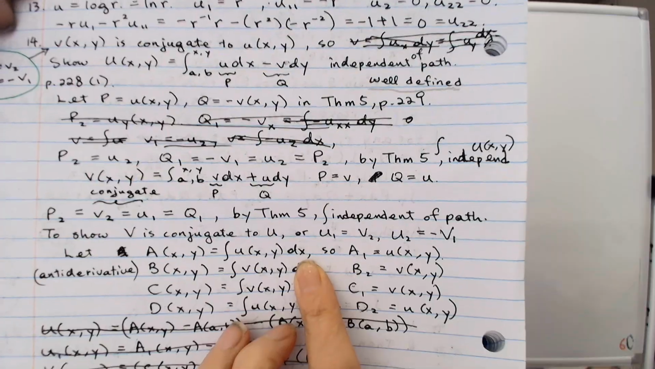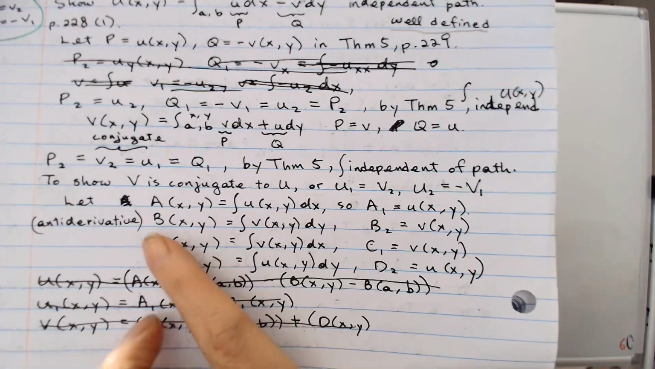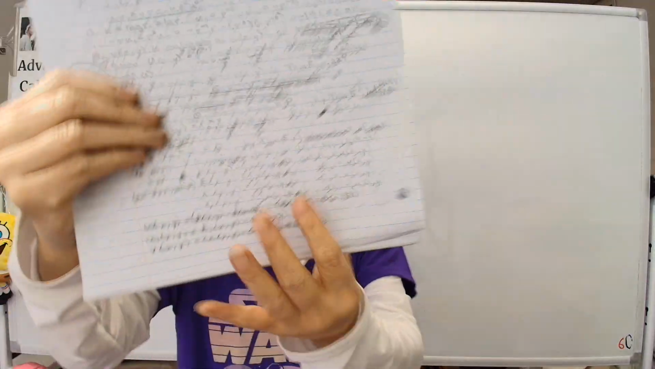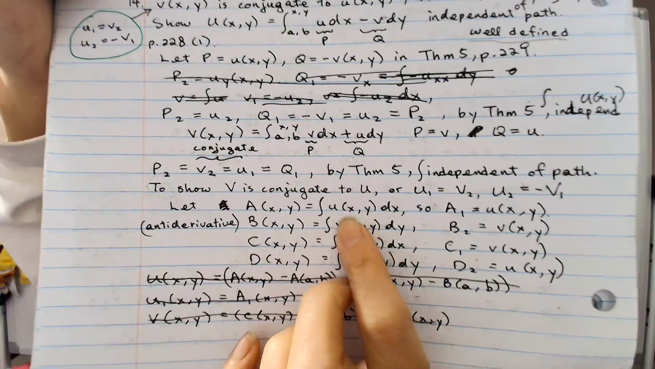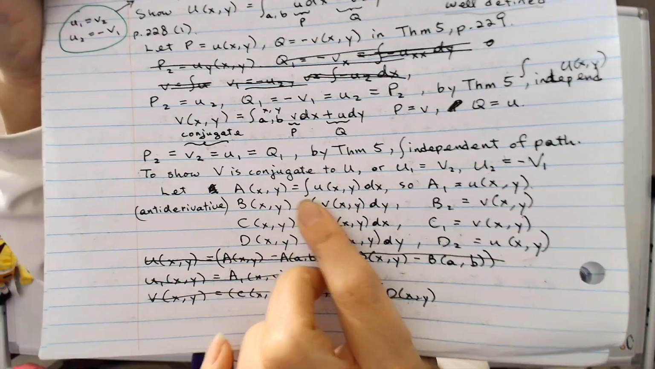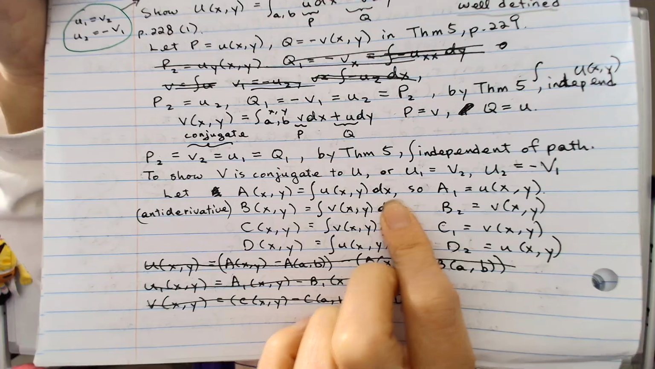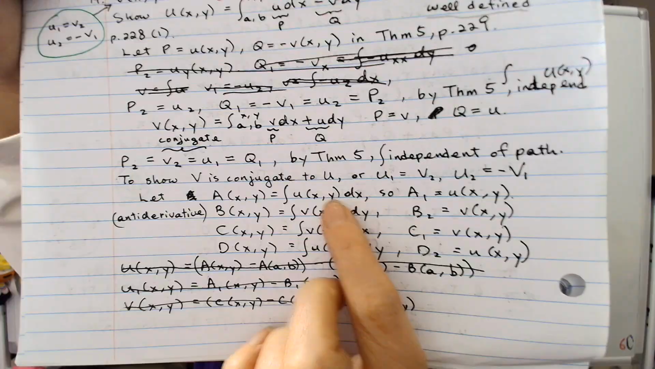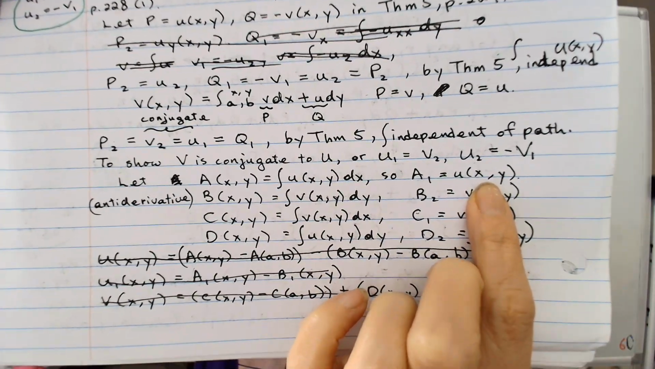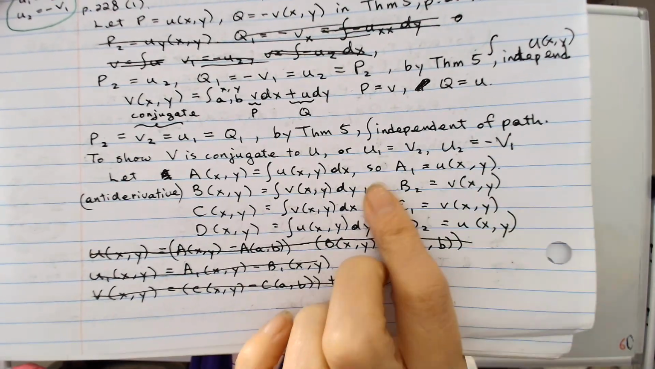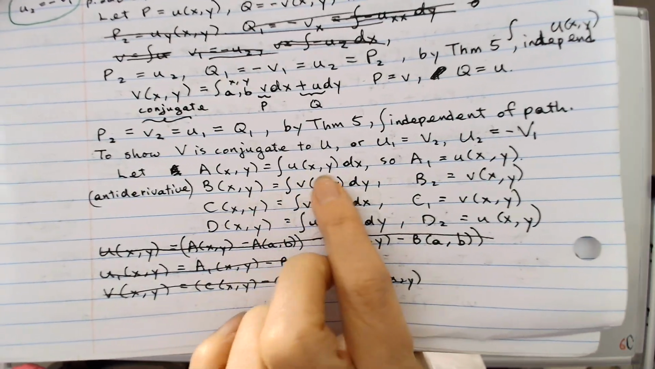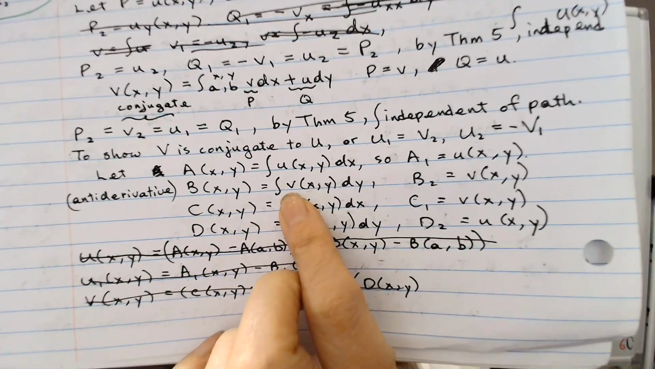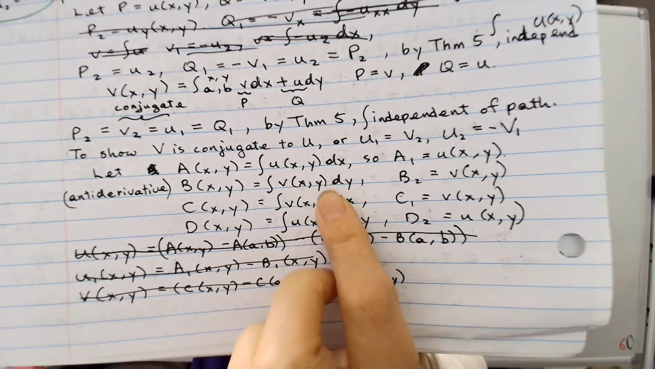That's just the indefinite integral, and that's all it is. So I'll define A of x, y equal to the indefinite integral of U of x, y dx. Let's not worry about the constant for now, because we're going to be taking derivatives of these things. Then A1 is going to be U of x, y, because we're taking the derivative with respect to x. With the integral and then the derivative, you just get U back, right? And similarly, B of x, y we take as the indefinite integral of V of x, y dy.